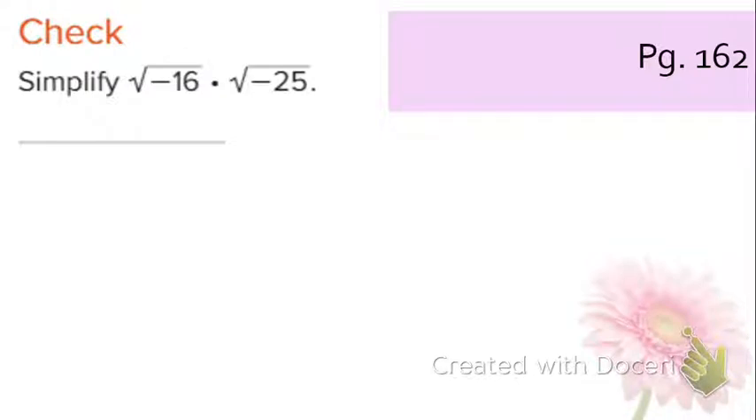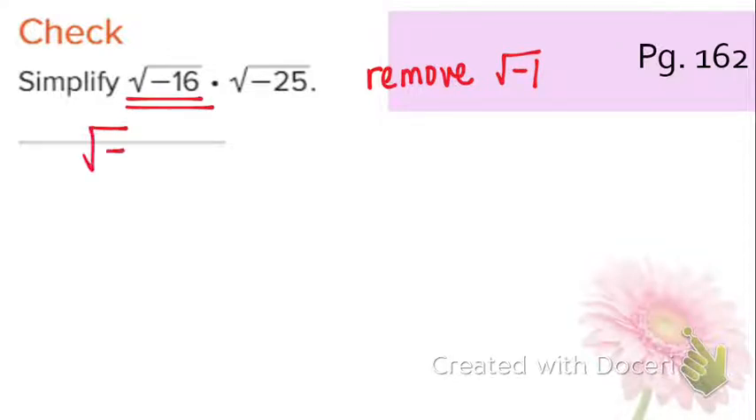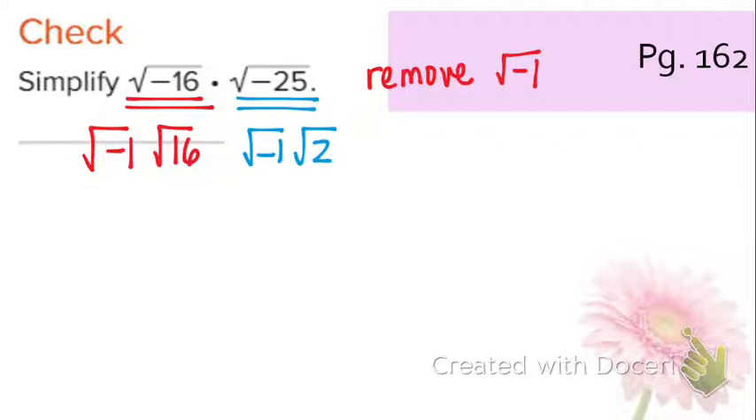All right, so remember from yesterday, we talked about simplifying before you multiply. So let's go ahead. Before you multiply, you have to remove the negative. So I'm going to take this negative 16 and break it down to negative 1 times 16. And then I'm going to take that negative 25 and break that down to negative 1 times positive 25. That's your first step.